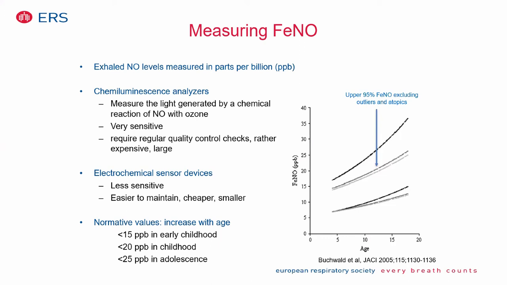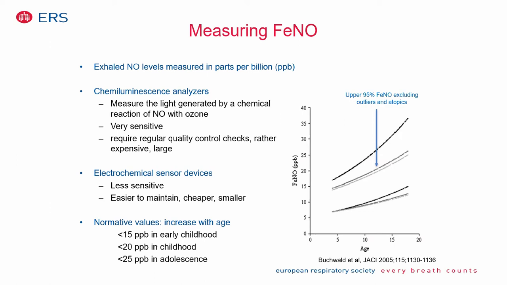So very, very small concentrations, and to measure these you need very, very sensitive analyzers, and the usually used analyzers will measure the light generated by a chemical reaction of nitric oxide with ozone. But these instruments are quite bulky, they need very good maintenance, and they are also quite expensive. So a lot of companies have fabricated smaller portable devices which work differently, with electrochemical sensors. They are also cheaper, but they will be a little bit less sensitive than the larger machines.